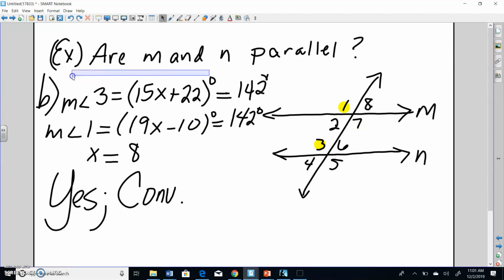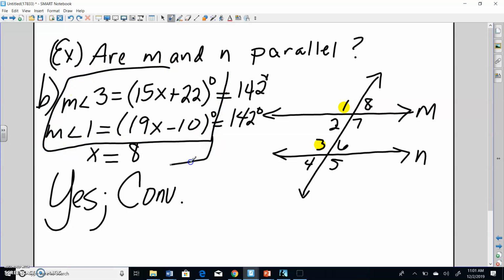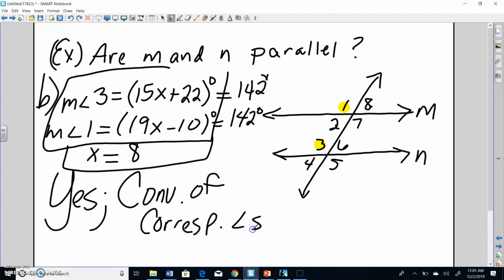Okay, so we were given this information, with x equals 8. And then we plugged in 8 and got 142 for each of those angles. Those represent corresponding angles, so if corresponding angles are congruent, then the lines are parallel. So the converse of the corresponding angles theorem? Yep. So that's what we need to put as our justification. If we say yes, we have to justify it. If we say no, we don't have to. Okay?